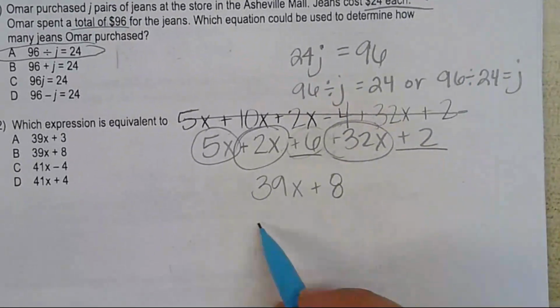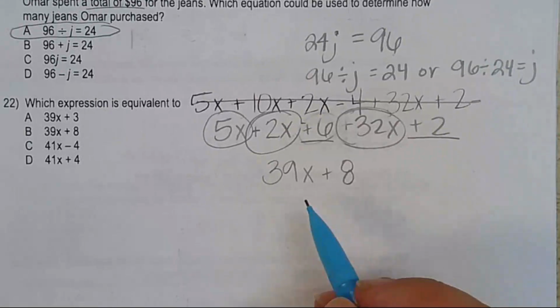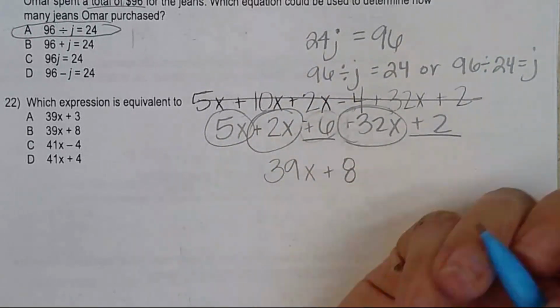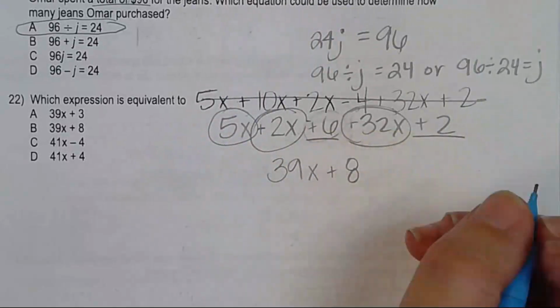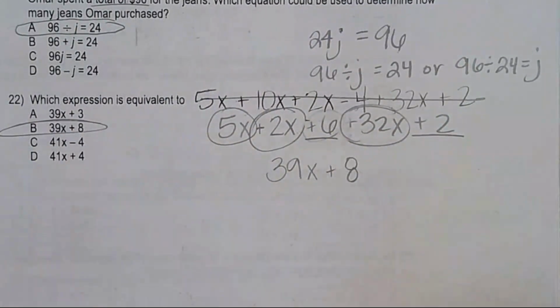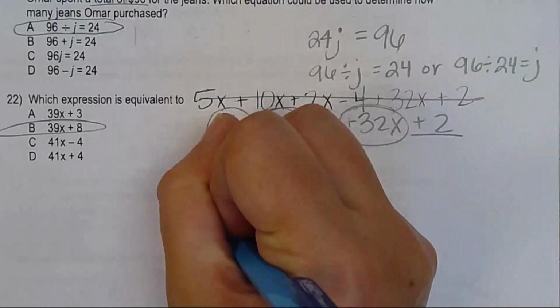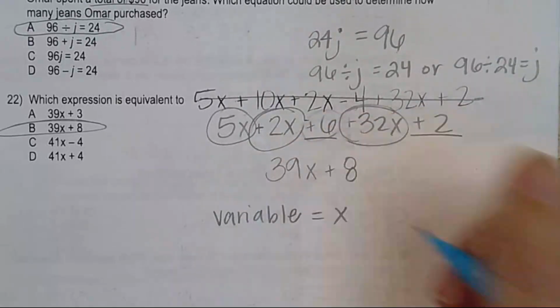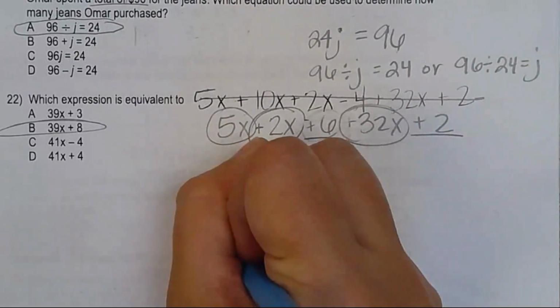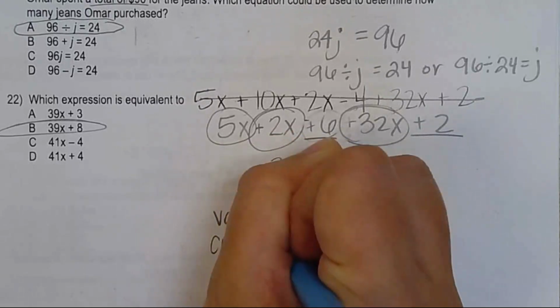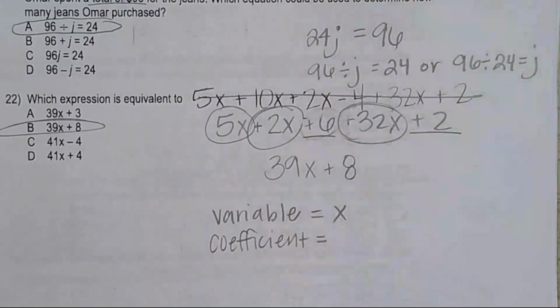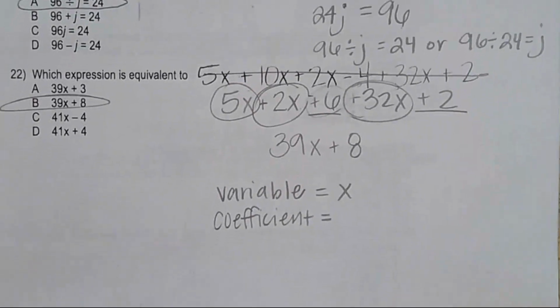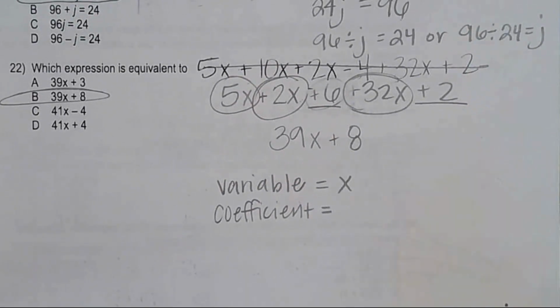Okay, we're going to break this down. Last one. You ready for practice? Here we go. I want to know what is my variable? X. What is my coefficient? What's the coefficient? 5, 2, and number 32. 39. We're looking at what's simplified. Yes, it would be 5, 2, and 32, but what did it simplify? 39.